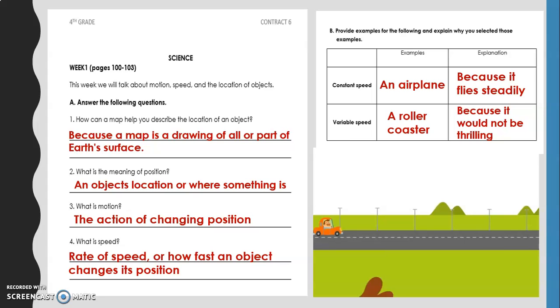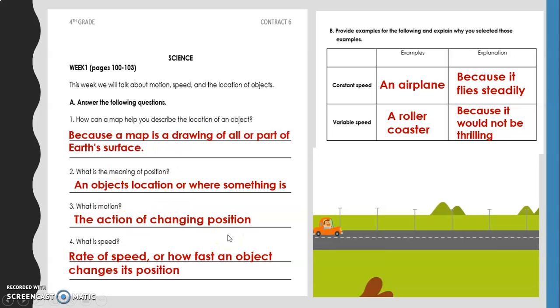So, how can a map help you describe the location of an object? Because it is a drawing of all or a part of an earth surface and it gives you directions. It's going to serve as a guidance on where you have to go, okay? Now, in question number 2, we had what the meaning of position was, and it's the object's location or where something was. Here's missing the apostrophe, excuse me.